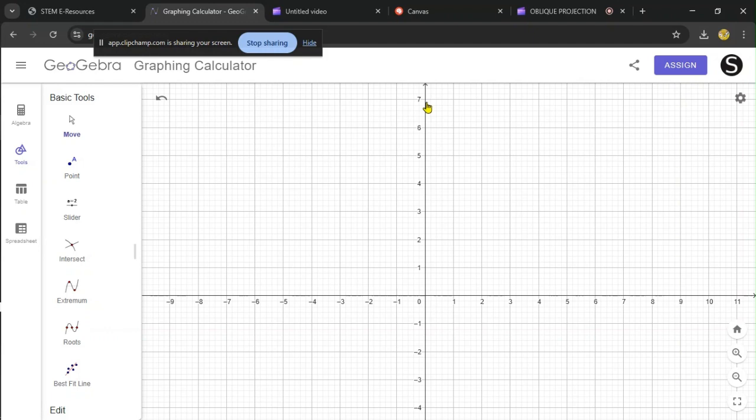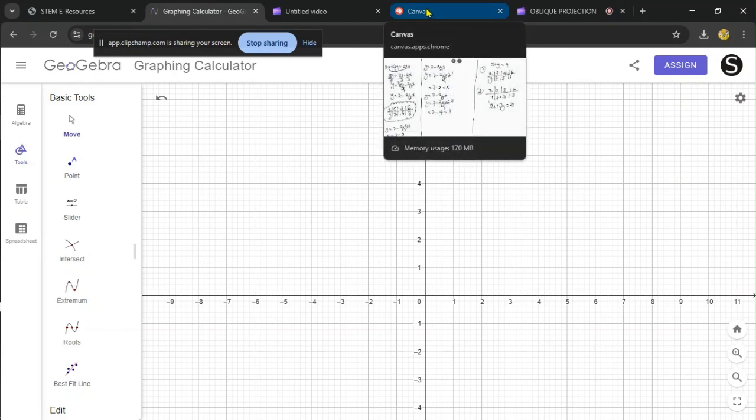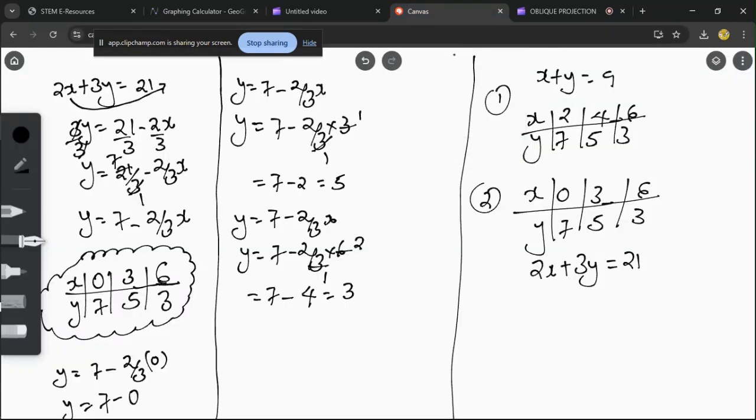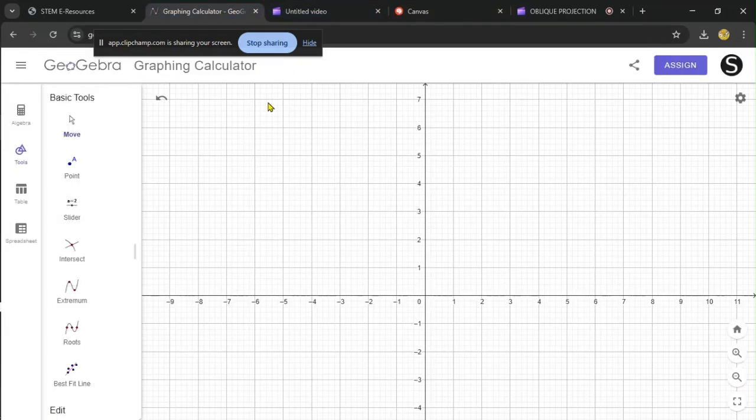Then I go back to my 2 tables. These 2 tables. I begin with the first one. This is what we have: x plus y equals 9. So I will come here and plot in my graph. My graph looks like this.